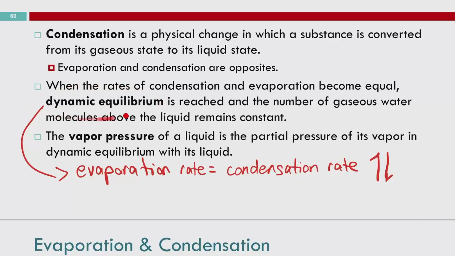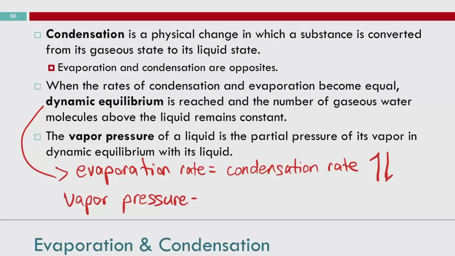Anytime that you're not at dynamic equilibrium, you're going to have either more evaporation or more condensation. Once you reach dynamic equilibrium and these evaporation and condensation rates are the same, then you can measure what's called vapor pressure. Vapor pressure is the partial pressure of a vapor in dynamic equilibrium with its liquid. Oftentimes we ignore the dynamic equilibrium part, or I feel like I often ignore it, but it is important.